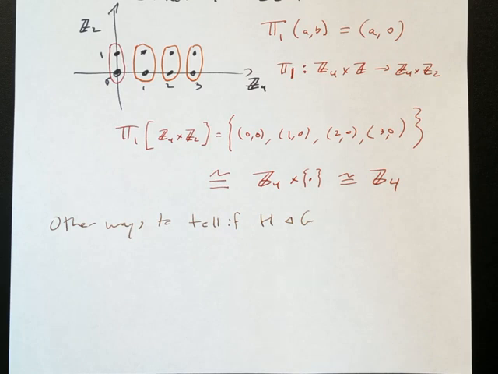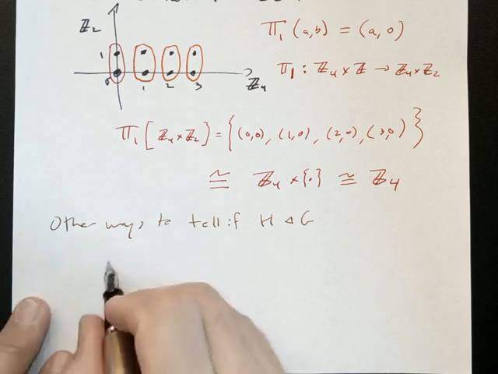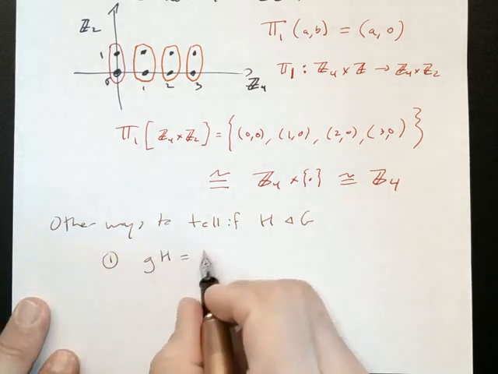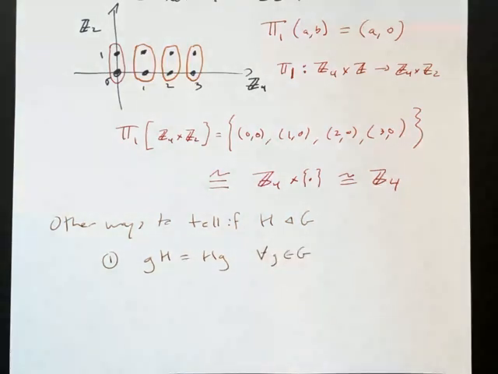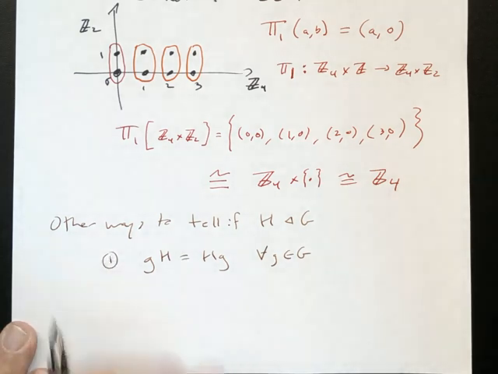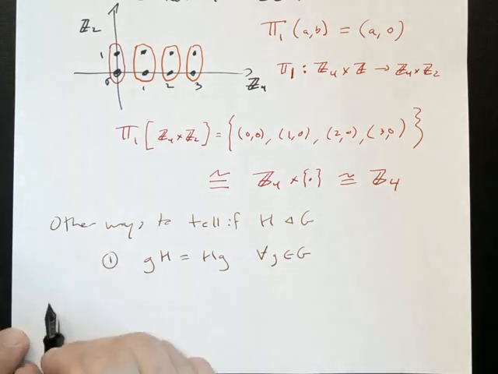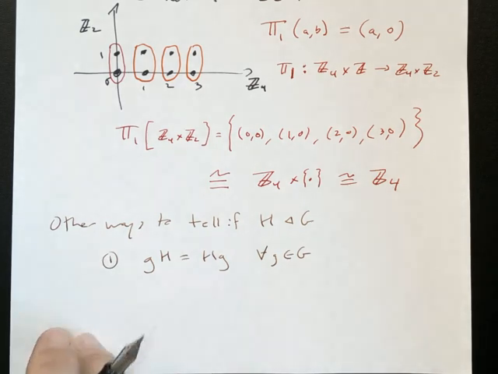Well, wait a minute. What's the definition of H being normal in G? The left cosets equal the right cosets. That's my definition. I want things that match this.